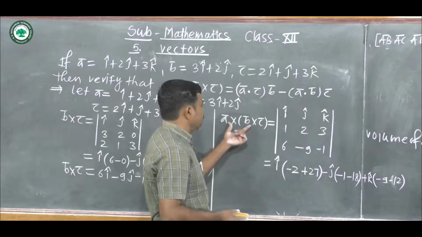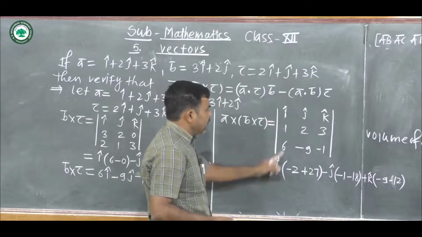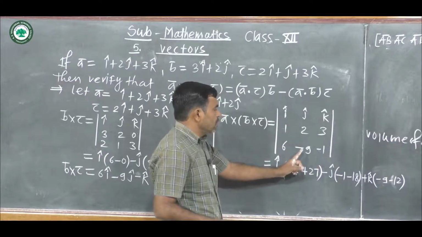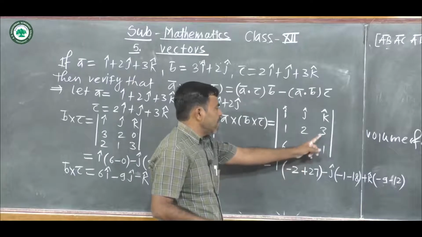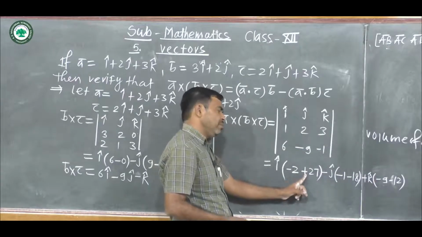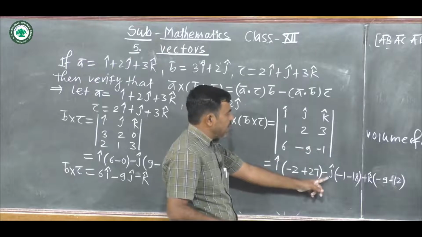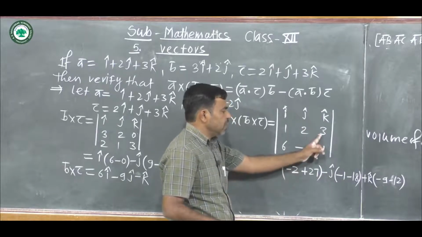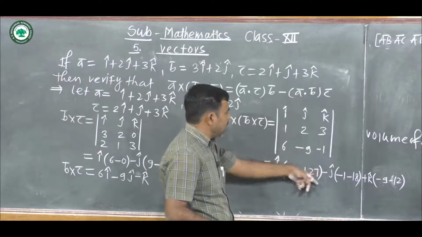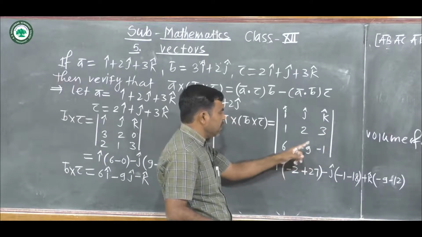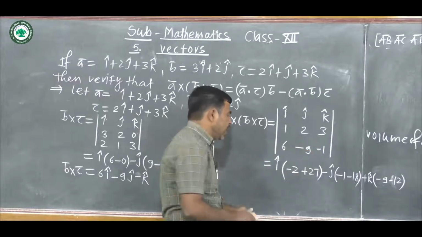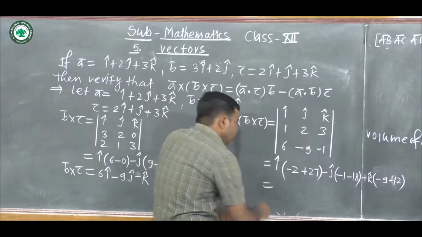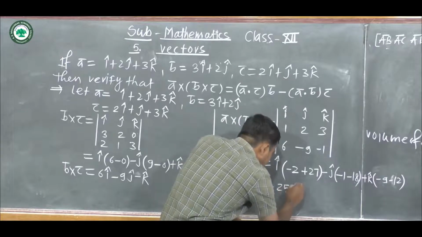Once again, A bar cross B bar cross C bar: i cap in bracket, leave first row, first column, 2 into minus 1 minus 2, minus 9 into 3 is minus 27, minus of minus 27 plus 27, minus j cap in bracket, leave first row, second column, 1 into minus 1 minus 1, minus 6 into 3, 18, plus k cap in bracket, 1 into minus 9 minus 6 into 2, 12, and that is 27 minus 2, 25 i cap.